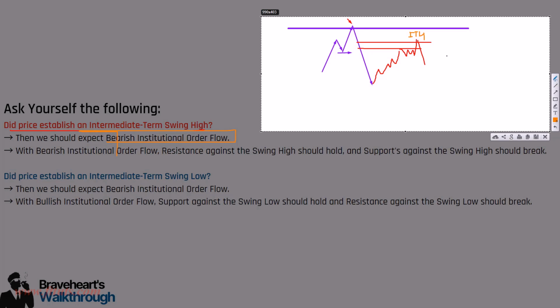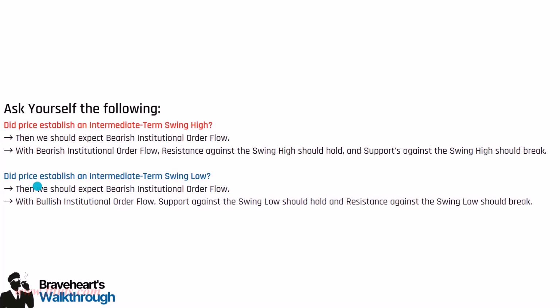So we're going to expect displacements to the downside. We're going to expect lows to break. We're going to expect up candles to send price lower after the intermediate term high forms. But this intermediate term high needs to be framed on the framework of the long-term perspective. Everything I explained here, you flip it upside down for an intermediate term swing low.